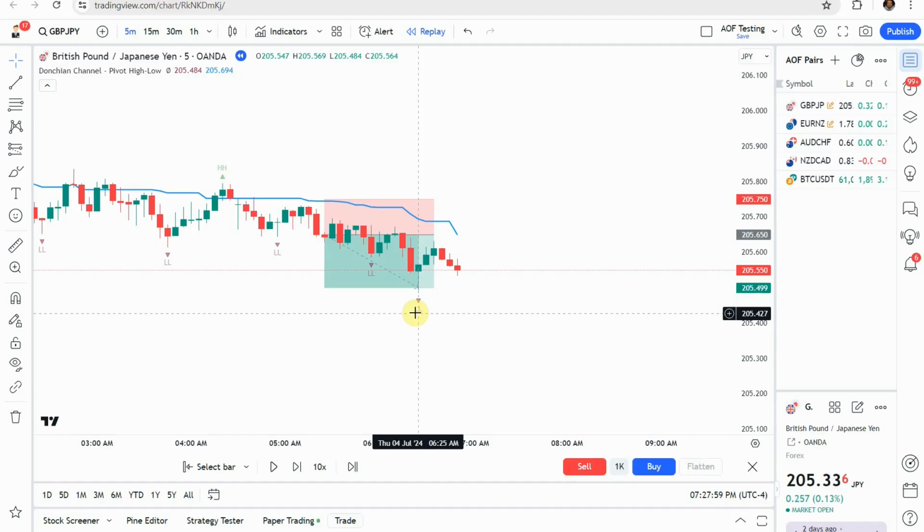Now, this strategy here is a trend following strategy or a trend trading strategy, and the Academy of Forex indicator is a reversal strategy. And so, like I often say, you can combine the two together to get the best of both worlds, reversals and trend, and really maximize your profits.